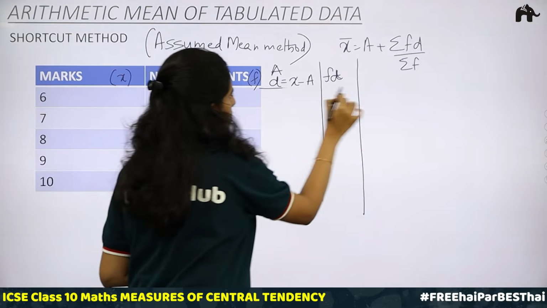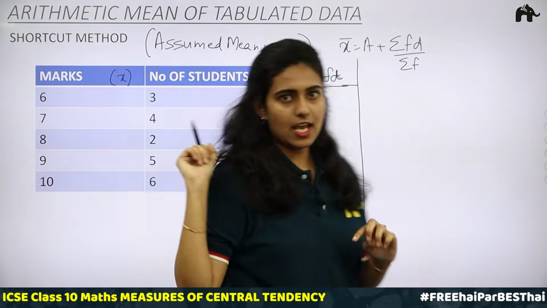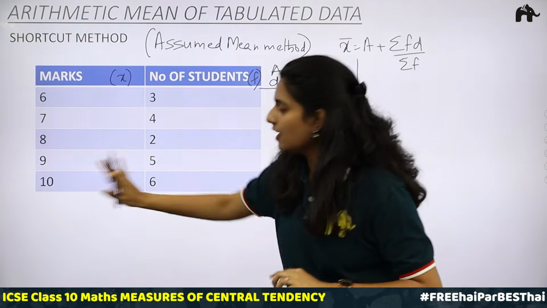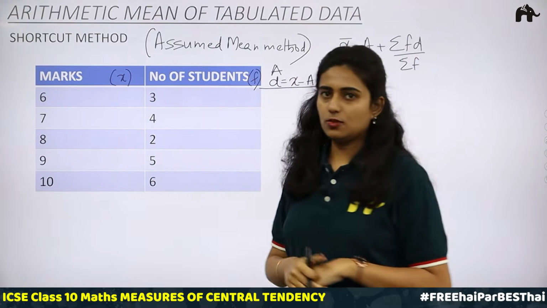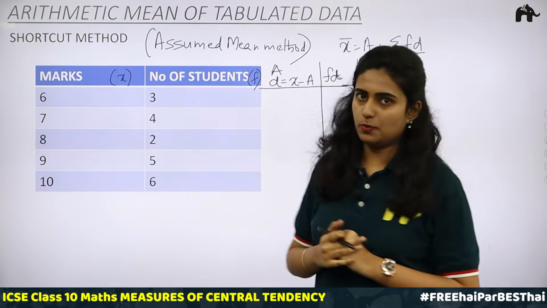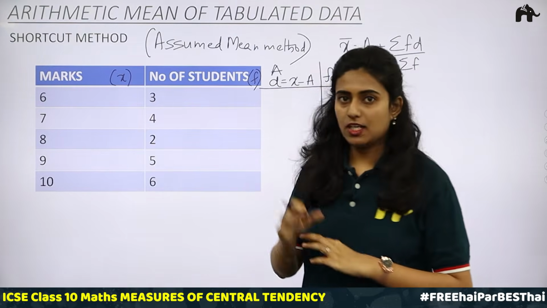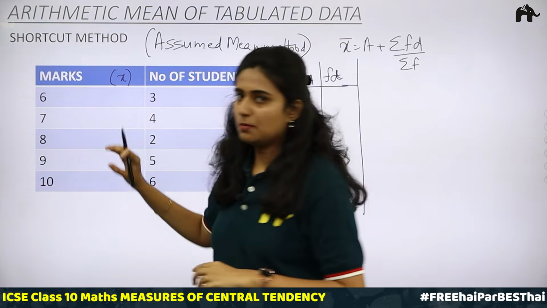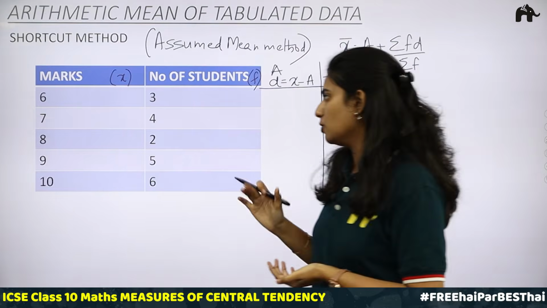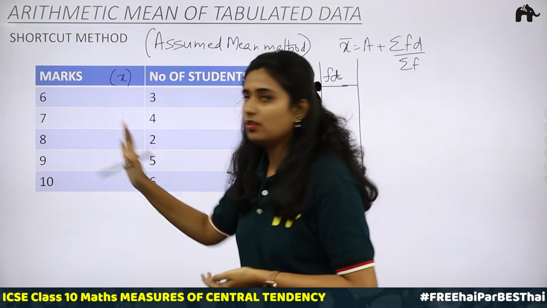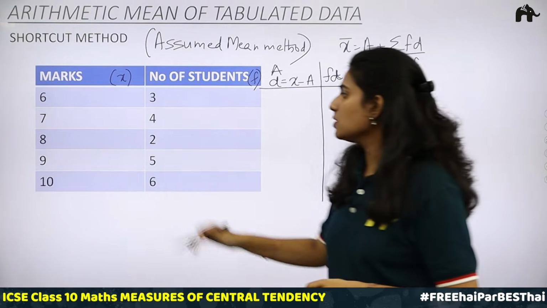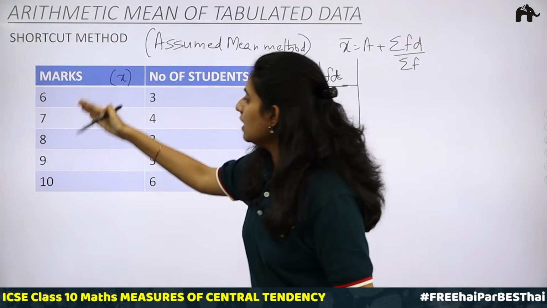Frequency into deviation. Now let us find the assumed mean. Here we have 5 values for x. Any of these values can be chosen as the assumed mean. Here it is better to choose a value that comes in the middle because calculation is easier. It is not necessary that you have to take the value in the middle. You can take any value, but calculation is easier when you take a value in the middle.